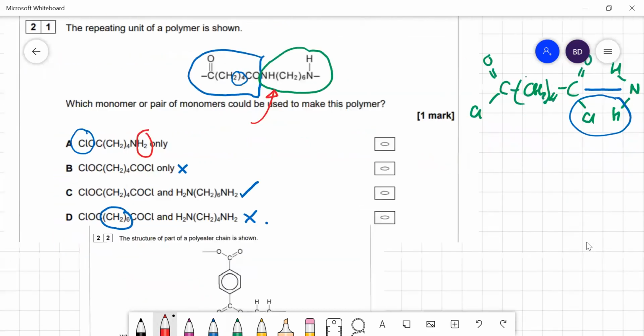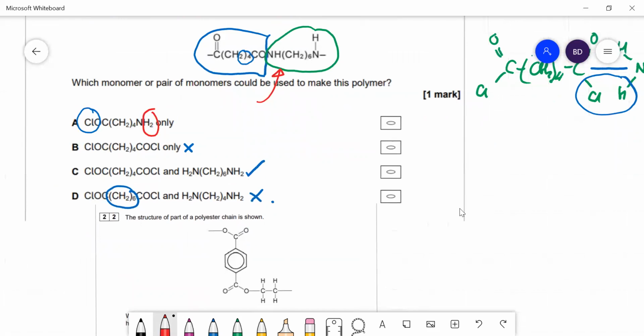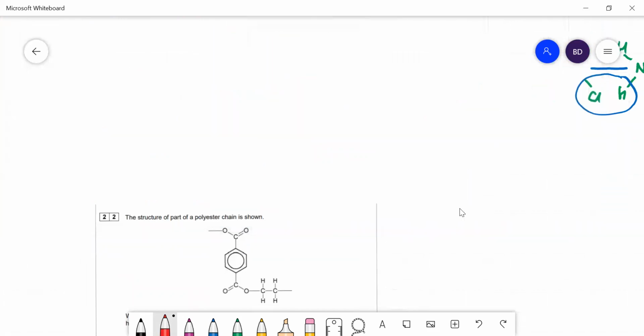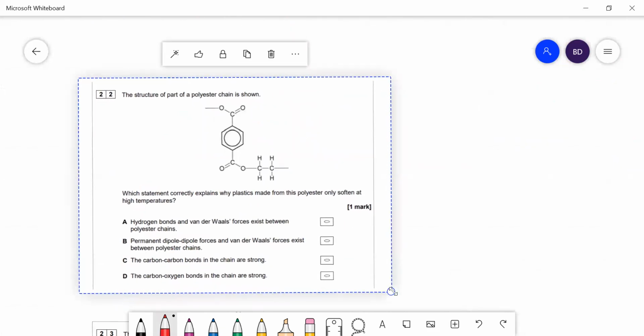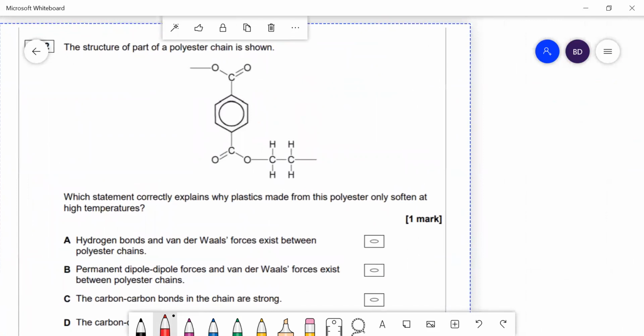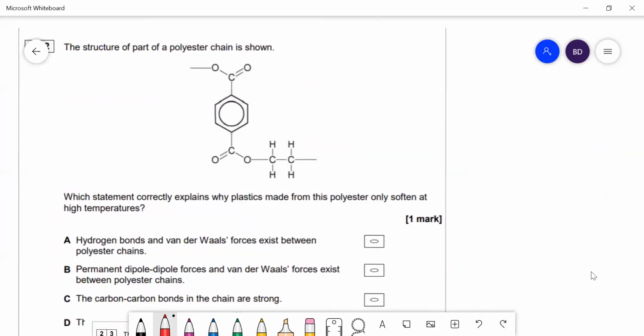Okay, right. This is the structure of a polyester chain, and it's all about intermolecular forces. This plastic only softens at high temperatures. Hydrogen bonds? Well, you can't get hydrogen bonds between polyester chains, can you? Because you haven't got any hydrogens. You need a hydrogen attached to O, N, or F, and you haven't got that. But you could get dipole-dipole interactions between the chains.